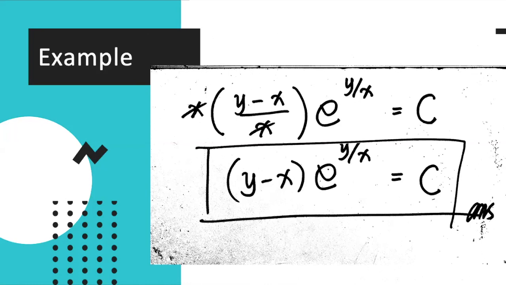Okay, let's go to example number 2. Sir, what about yung e raised to v? Hindi na siya, sir, pwedeng gamitan ng property. Maging na lang siyang v.